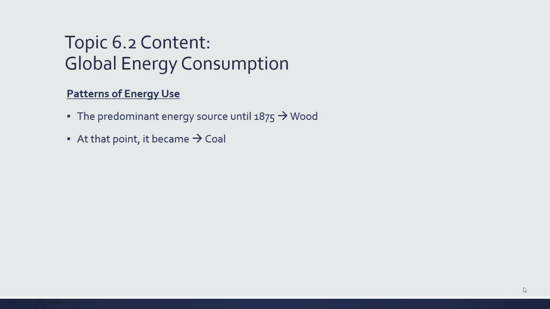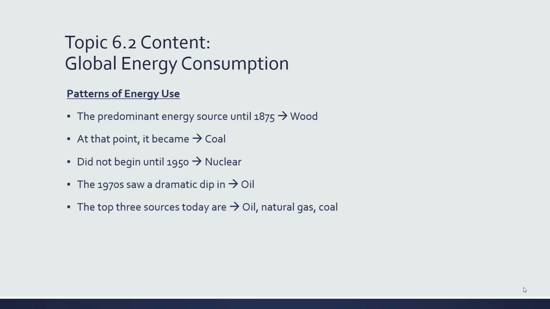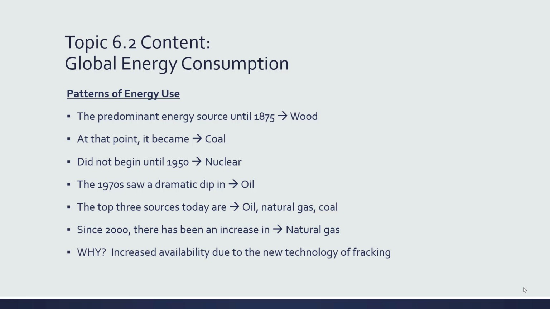Okay, so patterns of energy use. We went from wood to coal. Nuclear wasn't developed until the 1950s. The reason the 1970s saw a dramatic dip in oil was because we were kind of going through an oil war with Saudi Arabia. They basically stopped exporting it, and it costs a lot of money. Today it's oil, natural gas, and coal. In that order is what we use them for.